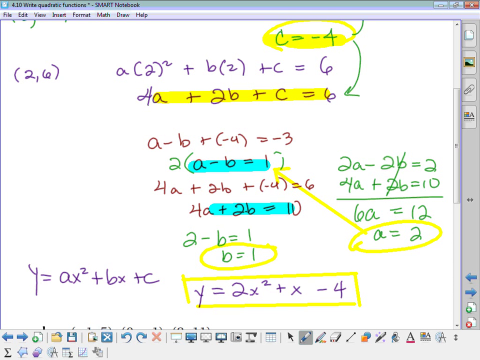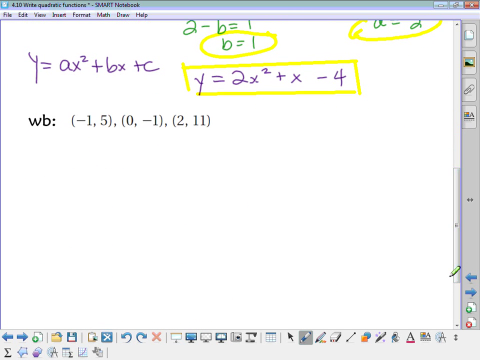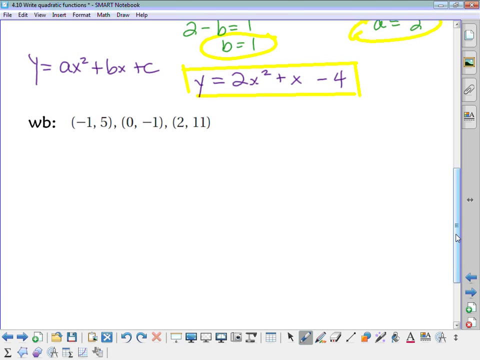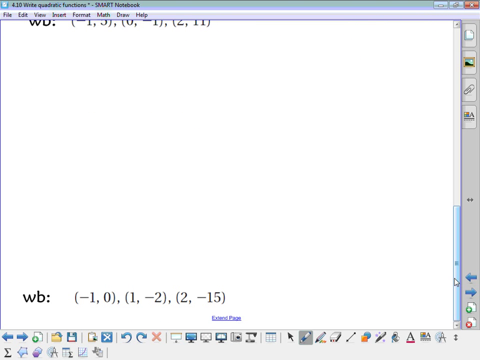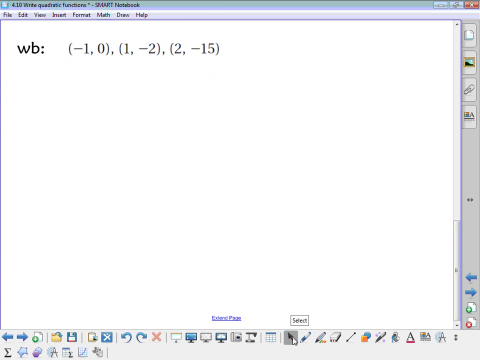All right, and so just one more example of that. Here, I've got the points negative 1, 5, 0, negative 1, and 2, 11. Actually, let's do this other one instead. Let's do one where it's a little bit more complicated, because I want to make sure you have a chance to see this as well. All right, so let's do this one. We've got negative 1, 0, 1, negative 2, and 2, negative 15.